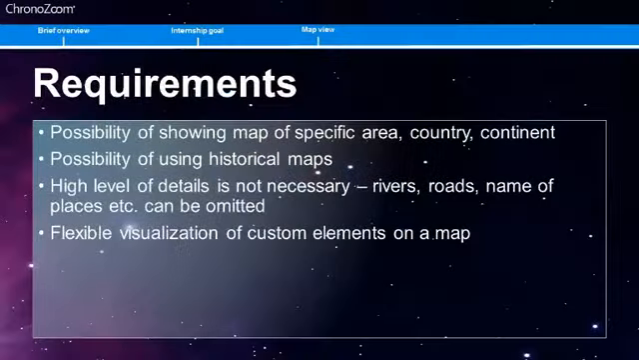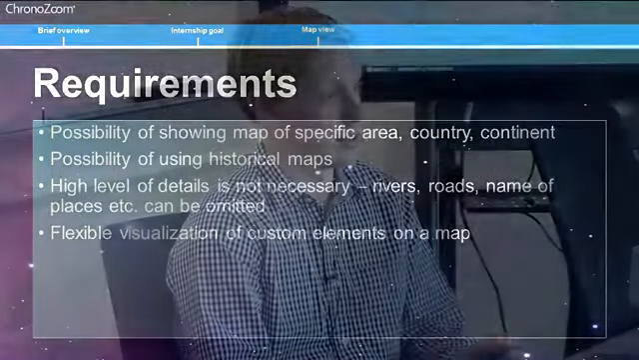The key requirements were to display data on a specific area. It might be a country, continent, or state, not just a point on the map like longitude and latitude. Another requirement was the possibility of using historical maps, since it's a tool which represents historical data. So you might want to use a map with other boundaries of countries, with other names of countries.